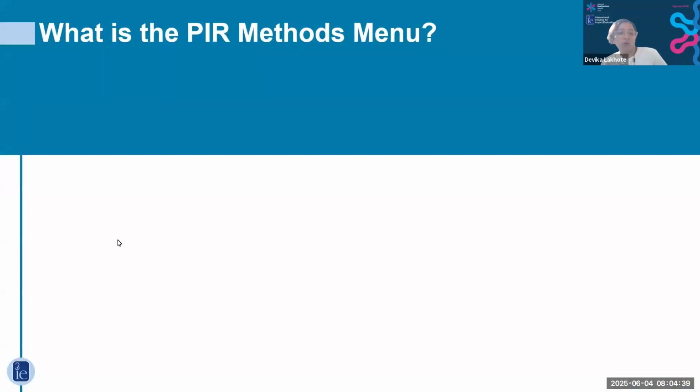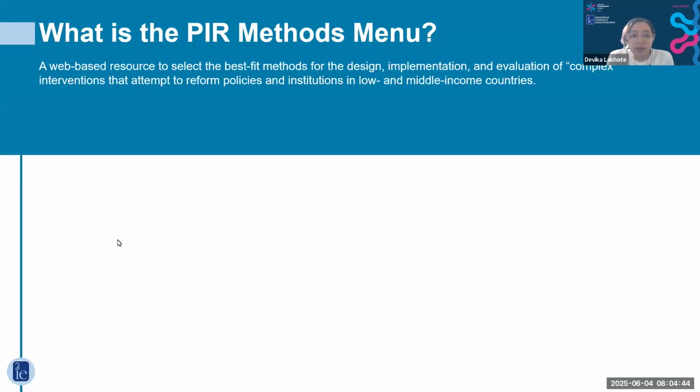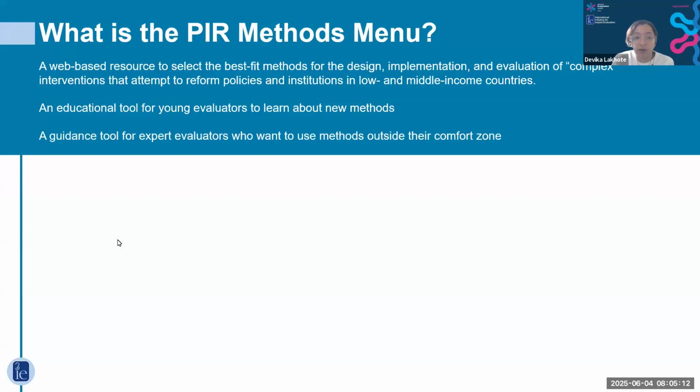So just to give you a quick overview of what the PIR Methods menu is. It is a web-based resource to select the best fit methods for the design, implementation, and evaluation of complex interventions. By complex, and we'll get into this, I mean really difficult, layered, nuanced interventions that attempt to reform policies and institutions in low and middle income countries. It is a tool for young evaluators, an educational tool to learn about new methods, but it's also a guidance tool for expert evaluators who want to use methods outside their comfort zone.